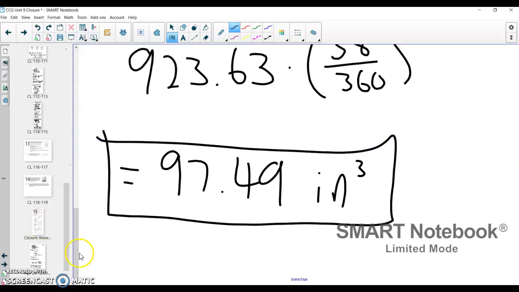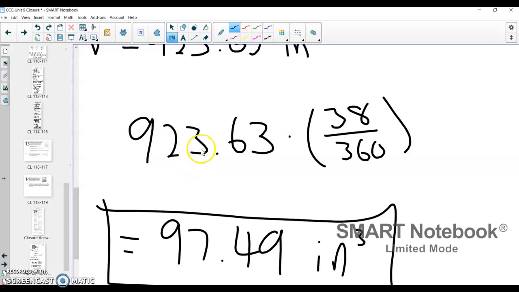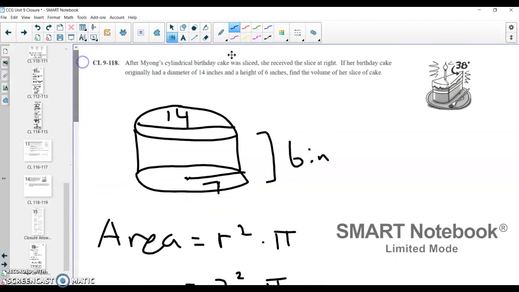So what I did again is I found the volume of the entire birthday cake by taking the area of the base, multiplying it by the height, and then I took the volume of the entire cake and I multiplied it by the portion of the cake that I really had, and that portion of the cake is 38 out of 360 because that angle the slice makes is 38 degrees out of an entire 360 degree cake.